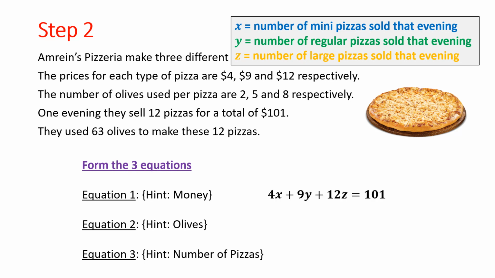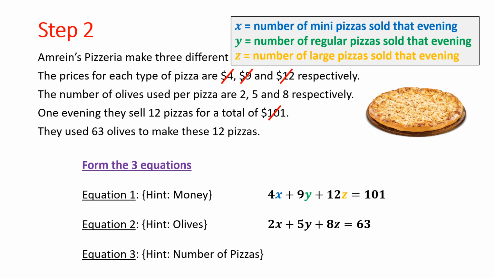Here it is here. 4x plus 9y plus 12z equals 101. Let's show you how I got it. $4 for a mini, so 4 times x, plus 9 times y, because it's $9 times the number of regular pizzas, and $12 times the number of large pizzas. And that's got to all equal 101, because that's how much money we made in total. Now notice I like to cross these numbers off as I go. If I cross them off, I know I don't need to use them again.